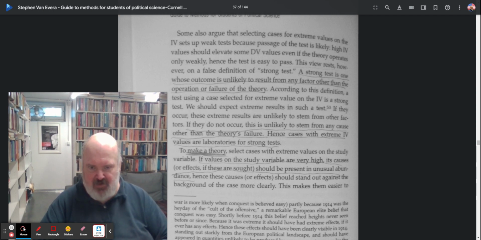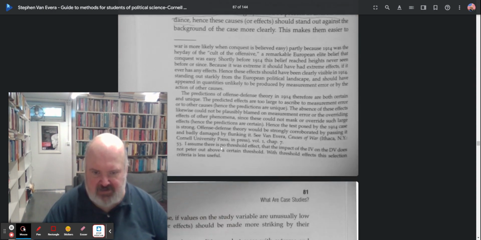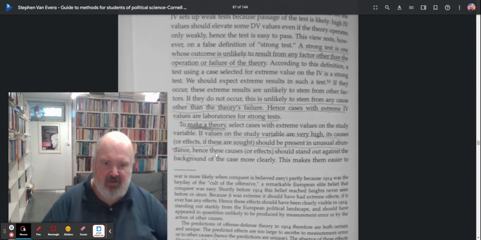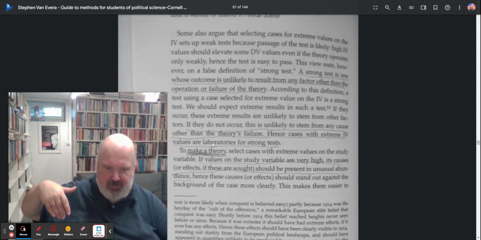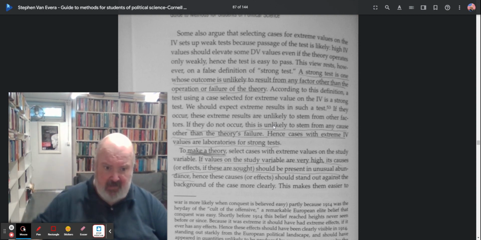In other words, we should expect extreme results in such a test. Now, I assume there's no threshold effect, that the impact of the IV on the DV does not peter out above a certain threshold. With threshold effects, this selection criterion is less useful, right? That's why you can't use this. This criterion is not as useful if there are threshold effects.